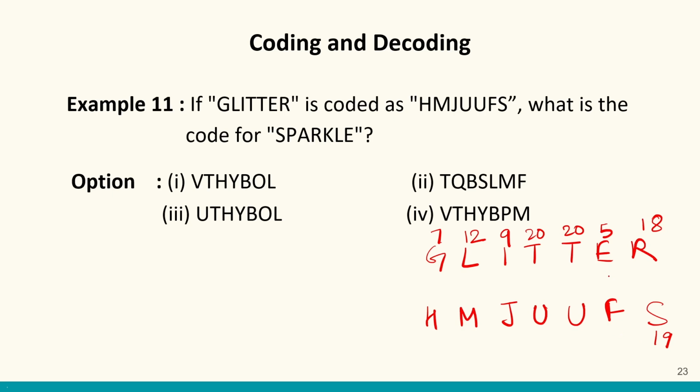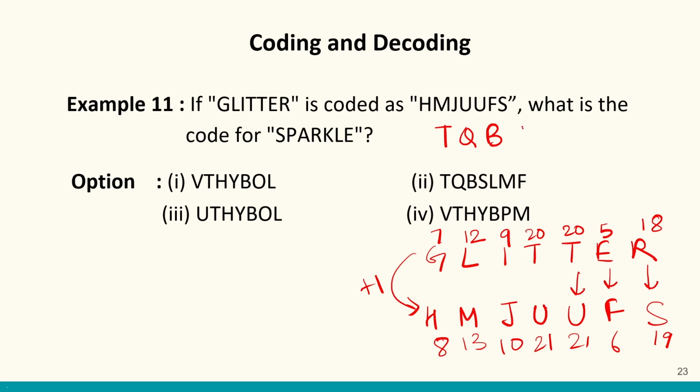I can see they are moving 1 position forward. R to S, E to F, T to U, I to J, L to M, and G to H. So they're just moving one position forward. So for sparkle, if we have to find out, it will be T, Q, B, S, L, M, F. So our answer will be T, Q, B, S, L, M, F, which is option number 2. So option number 2 will be our correct answer.